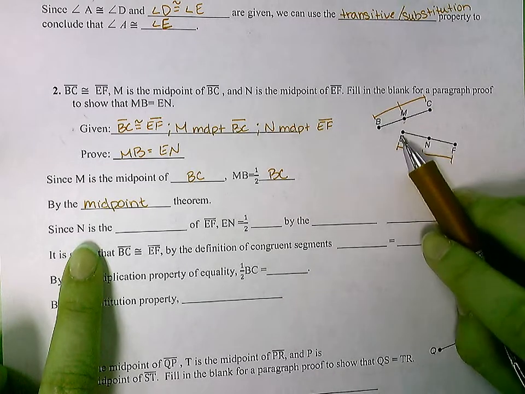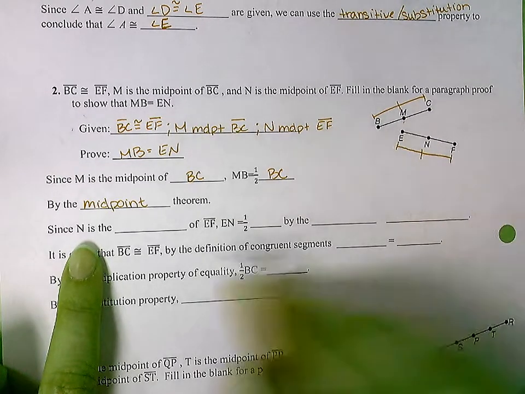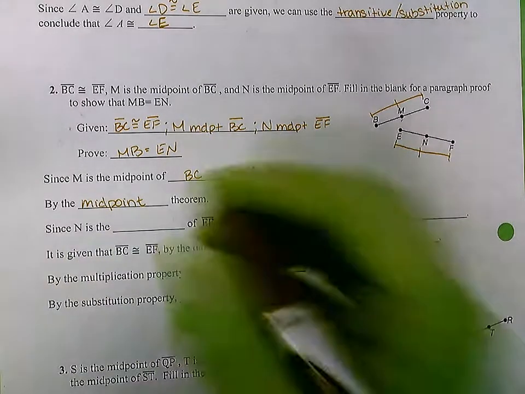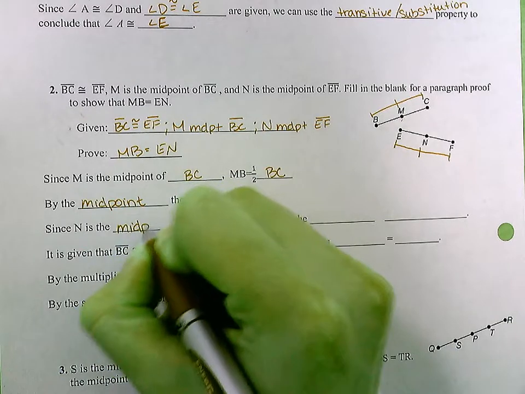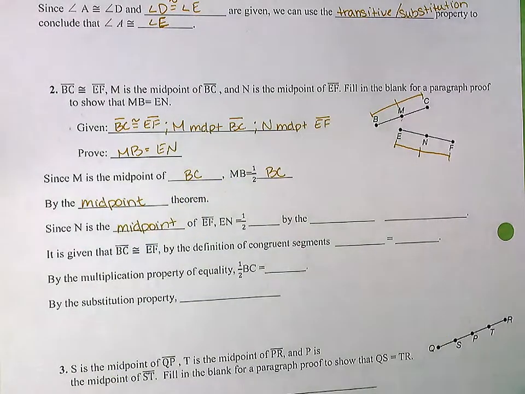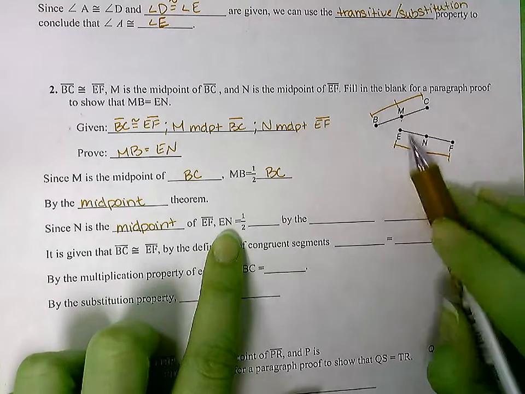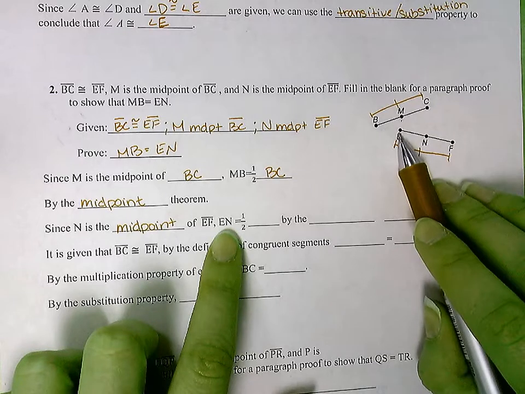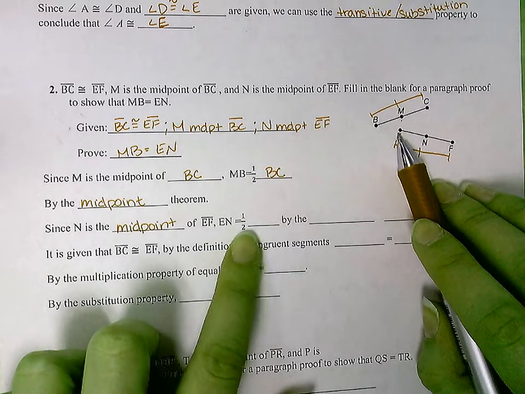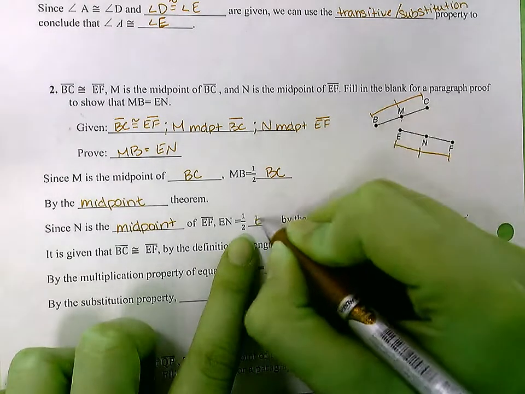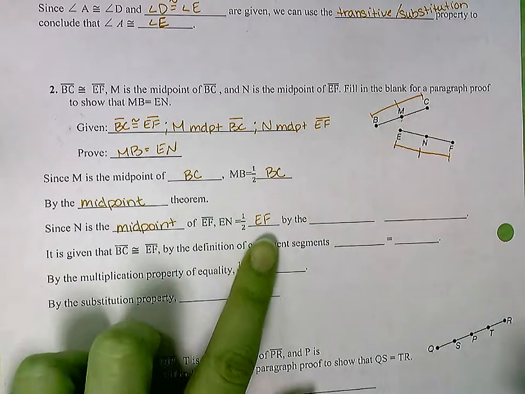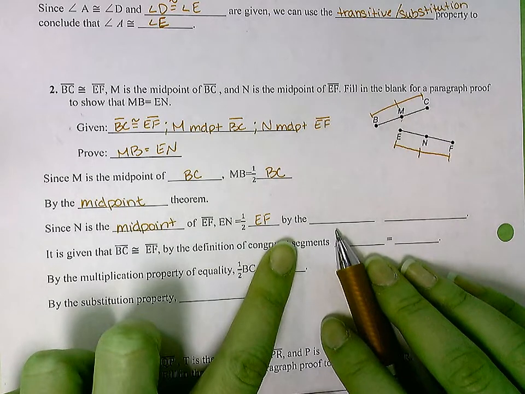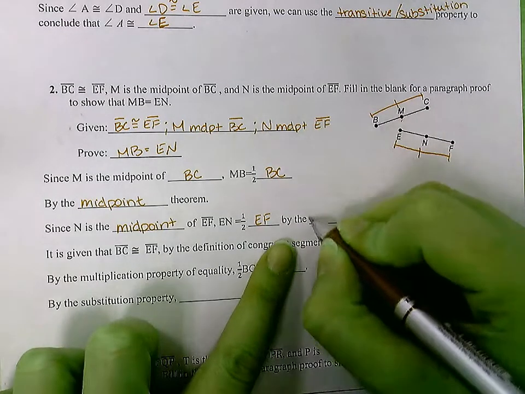Next I'm going to use my other piece of my given, which is N. N was the midpoint of EF. So that's what I want to write out, since N is the midpoint of EF, then I can say EN would equal 1/2 of that entire segment, so 1/2 EF. And this would be by what? The midpoint theorem.